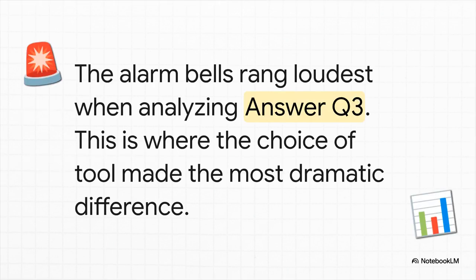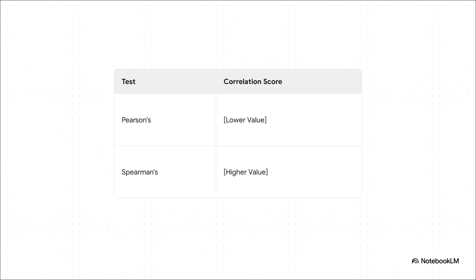Now, in this study, the alarm bells went off big time when they looked at a variable they just called answer Q3. We don't need to know what the question was. All we need to know is that for this one piece of data, the choice of tool made a massive difference. And boom, here is the evidence.